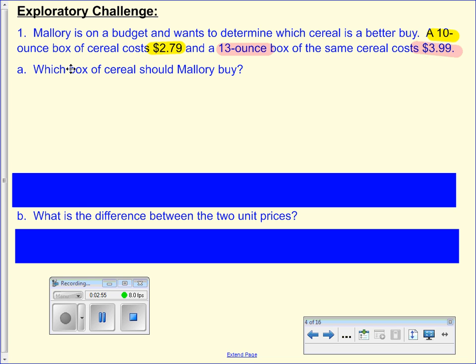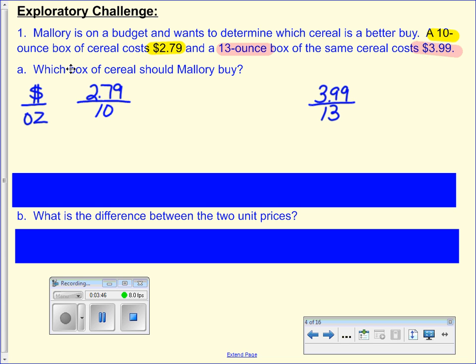So we want to get this down to the unit rate. So we're looking at how much money it is per ounce. So that's going to be my little key so that I keep everything in the same pattern. How much is it per ounce? And that's what this says, dollars per ounce. So let's take it to the first box. The first box, which I highlighted yellow, is $2.79 for 10 ounces. The second box is $3.99 for 13 ounces. Difficult to compare because they're two different size boxes. So yes, the one is cheaper, but it's also smaller.